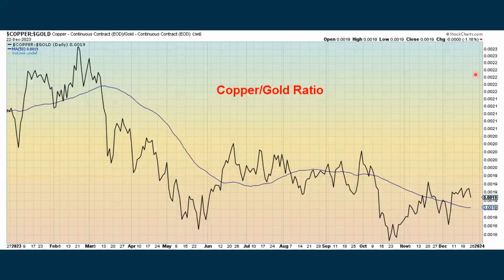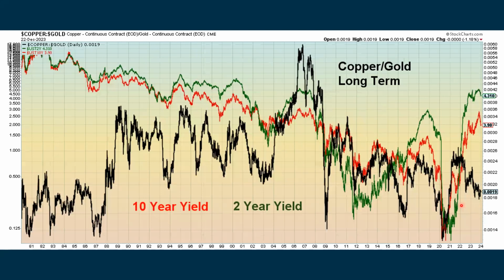Then we take a ratio between copper and gold. When the economy is doing better, copper outperforms. When the economy is having problems or there's a lot of geopolitical events, gold tends to outperform. And we're pretty much going sideways right now, but we're still above this moving average when we take the copper to gold ratio. Then we look at a longer term chart.